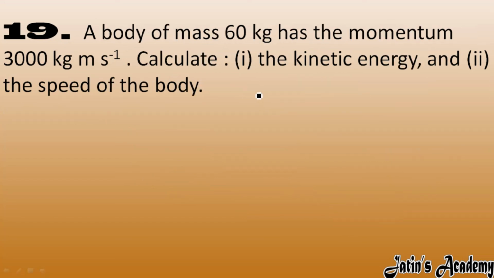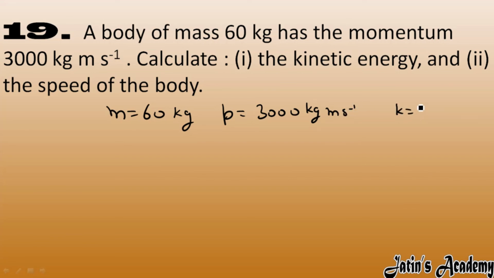Next we have a body of mass 60 kg has a momentum 3000 kg meter per second. Calculate the kinetic energy and speed of the body. Mass is given as 60 kg and momentum is given as 3000. First we have to calculate kinetic energy, then we will calculate the velocity or speed.